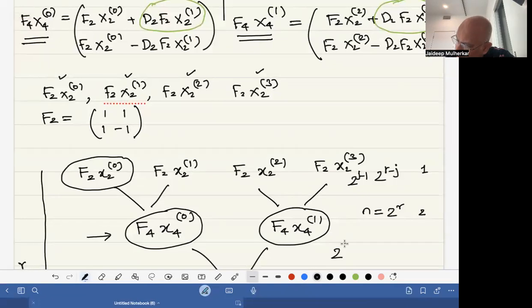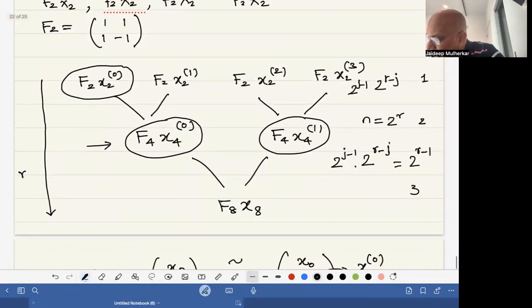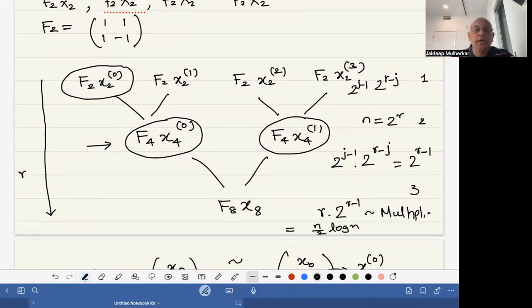So 2 to the j minus 1 times 2 to the r minus j components is equal to 2 to the r minus 1 multiplications at each and every level. And there are r levels. So therefore, we get r times 2 to the r minus 1 multiplications, that is equal to n over 2 log n. So that's how you get the n log n benefit of the fast Fourier transform.